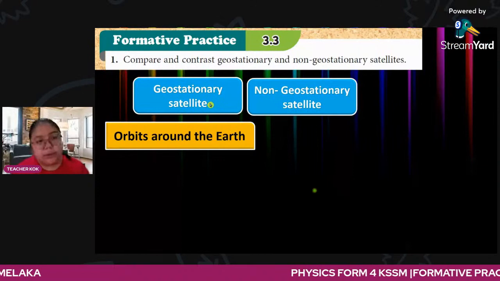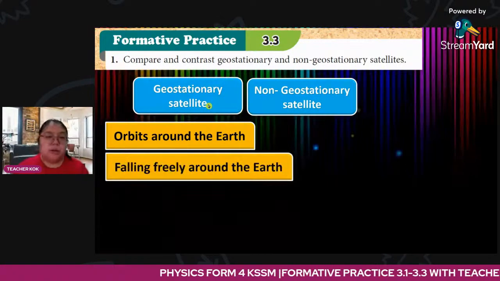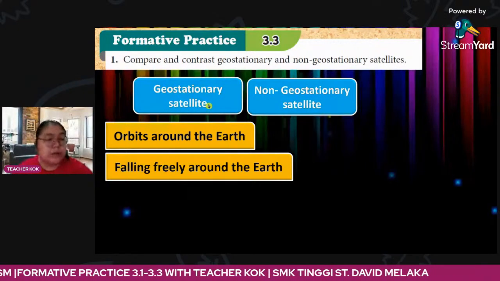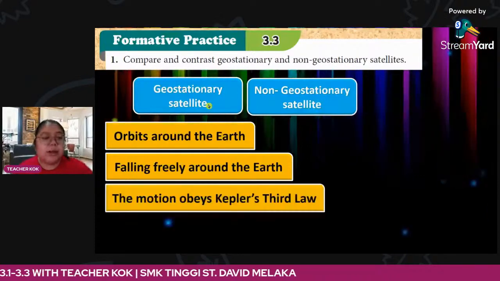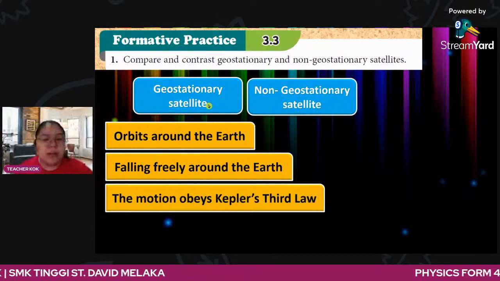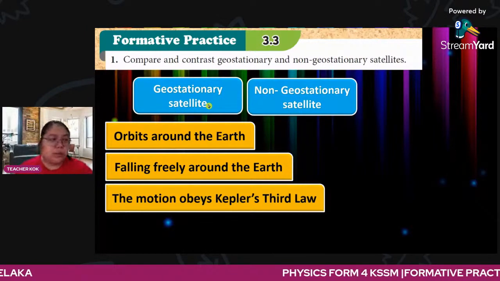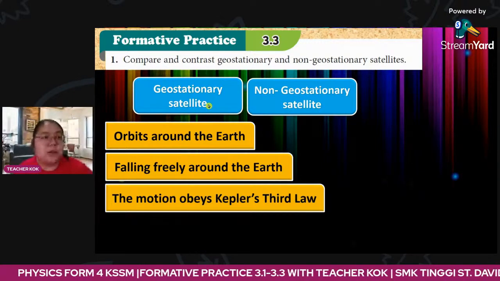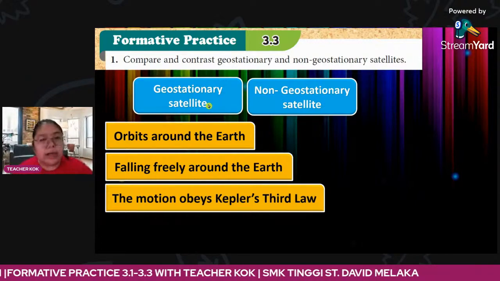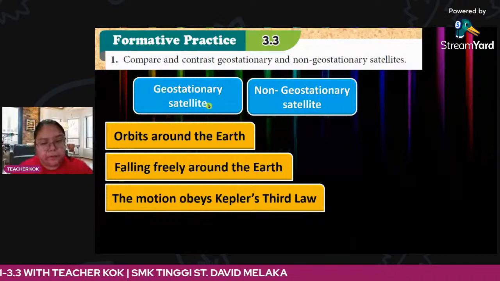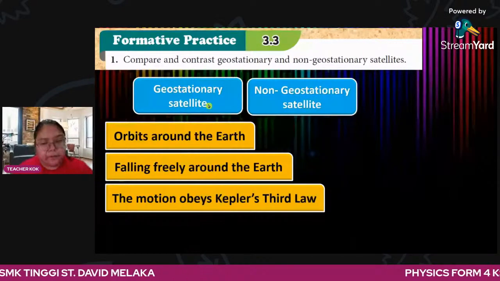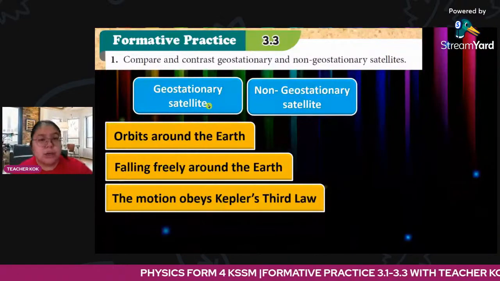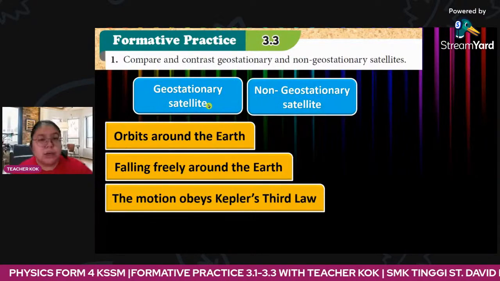Number 2, they fall freely around the Earth. That means they still have gravitational force pulling them. They're still falling freely around the Earth. Number 3, the motion still obeys Kepler's third law. That means the period and the radius still follow Kepler's third law. Although they orbit at different locations, when you do the calculation, we still use Kepler's third law. Remember, T1 over T2, both squared, equals R1 over R2, both cubed.